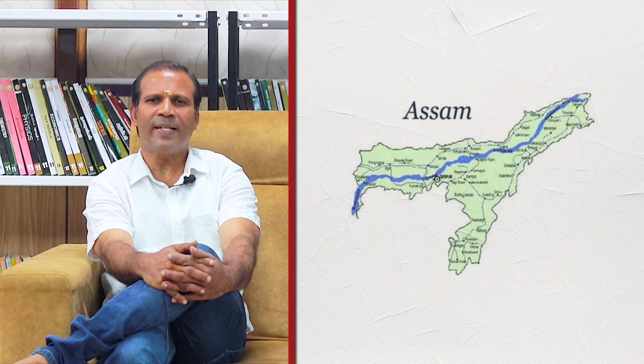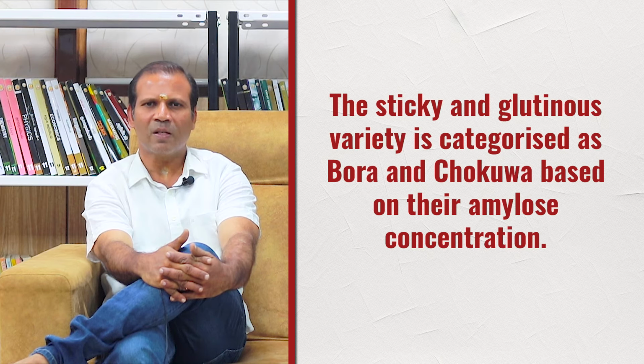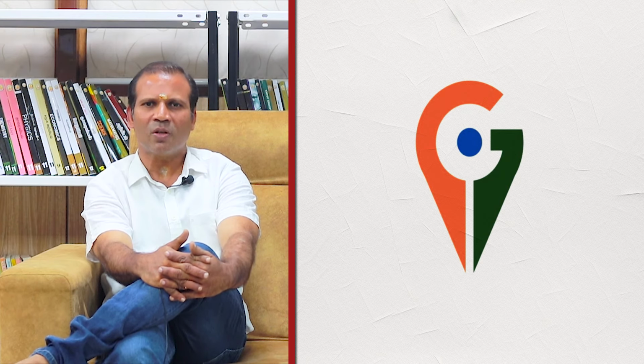The next one, Chokwa rice. It is cultivated in the Brahmaputra basin area of Assam. It is one among the semi-glutinous rice varieties. One is Bora, another one is Chokwa. This Chokwa was conferred with the geographical indication recently.